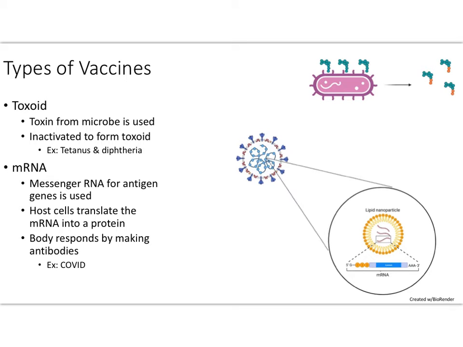Their body recognizes that antigen as something that is foreign, responds to it, and creates antibodies so that when they come in contact with this microbe in a real life setting, they are able to respond to it because they have the antibodies. Currently, the only vaccine that is being made that way is the COVID vaccine. However, there is a decent chance that in the future we will be able to use this type of vaccine for lots of different types of diseases.